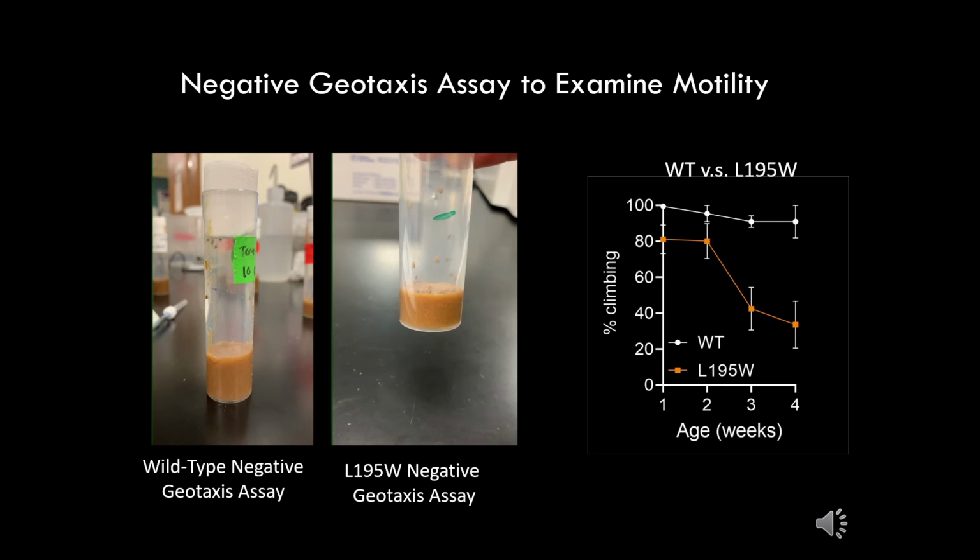So whenever we compare the wild type versus L195W, you see that although the wild type does drop off a little bit, even comparing it to the mutant, around 80% at week 1 are still able to climb up to the top. And when comparing week 3, only 40% are able to climb to the top. So it's a pretty drastic decline between the wild type and this mutant. Therefore this indicates that our fly mutants are mimicking the phenotypes that are observed in human patients with VCP diseases.